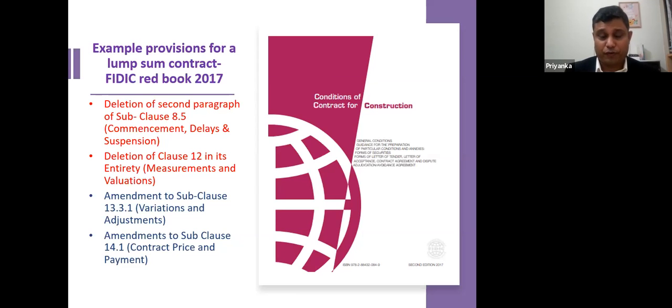Then sub clause 8.5, in the FIDIC 2017 version, is related to the extension of time. But in the FIDIC 1999 version, it is sub clause 8.4, because clause 8.4 has now been supplanted with a new clause called advance warning and early warning. So at a glance, you might see that it is a very easy task. You need to delete 2 clauses and amend 2 sub clauses when you are changing a re-measurement contract to a lump sum contract. But there are a lot of things associated with that.